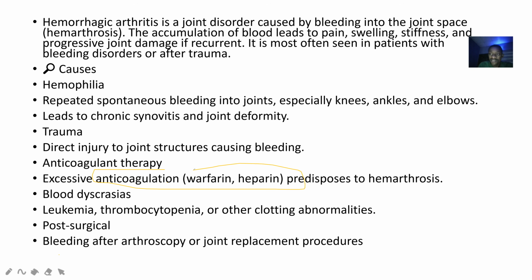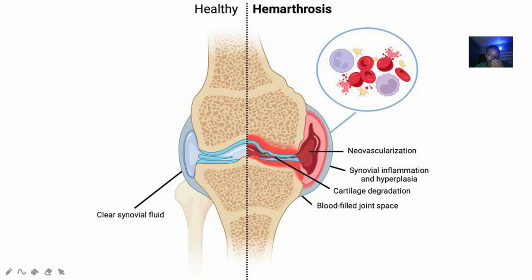So warfarin, heparin, all those drugs that prevent your blood from clotting. They could prevent your blood from clotting so much that it tilts into bleeding too much. We also have blood dyscrasias, leukemia, thrombocytopenia, and other clotting abnormalities. Sometimes it's after a surgery.